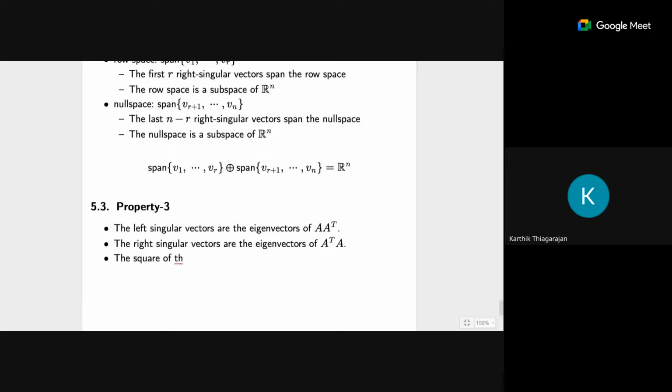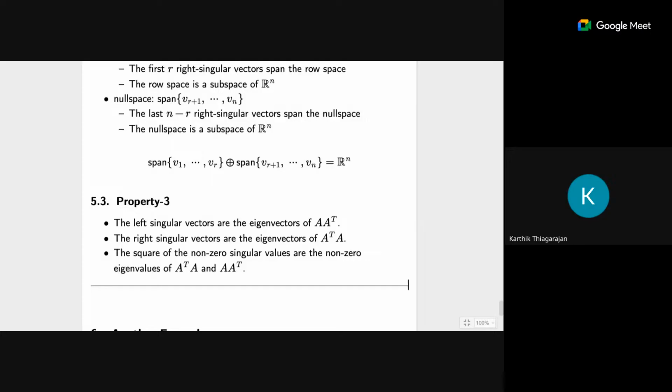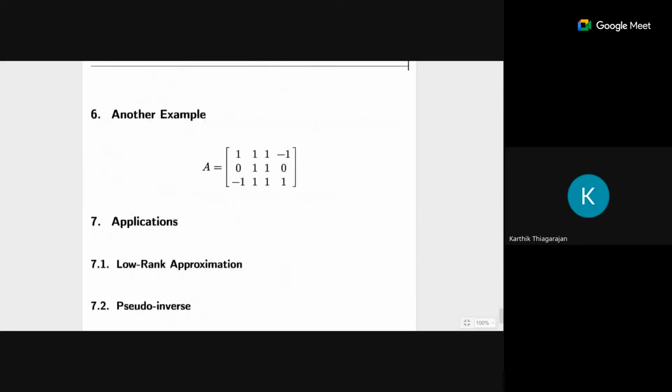The squares of the singular values are the eigenvalues of A transpose A and A A transpose. Okay, so you have to take this with a pinch of salt. These have different numbers of eigenvalues: this has n of them, this has m of them. But I hope you understand what we mean. Or, to be very clear, the squares of the positive singular values, the non-zero ones, are the positive or non-zero eigenvalues of A transpose A and A A transpose. These are once again two very important properties. Is this clear to everyone? So these are three properties.